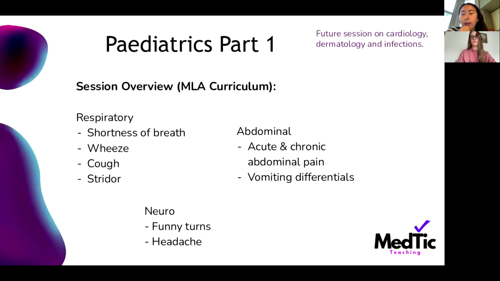So what are we actually going to cover in today's session? The main topics today are respiratory, so we're going to do a bit of revision over causes of shortness of breath, wheeze, cough, stridor. Then in terms of abdominal stuff, we're going to look at more of the acute side of abdominal pain and vomiting differentials, which I know doesn't sound like a lot, but I think it's a really important area to get right, because all of these topics are very high yield. And then we'll also cover a bit of neuro, looking at funny turns and headache.